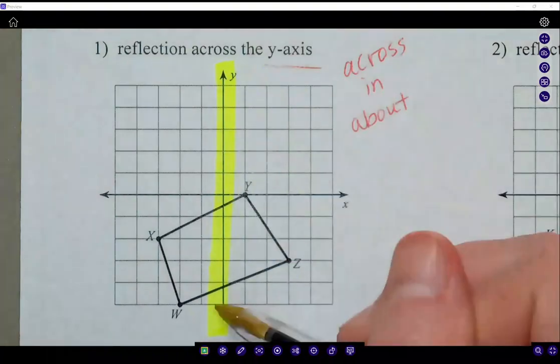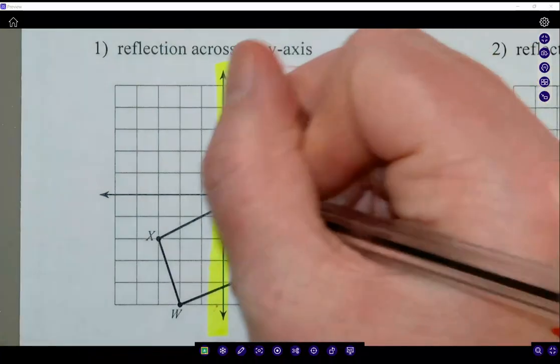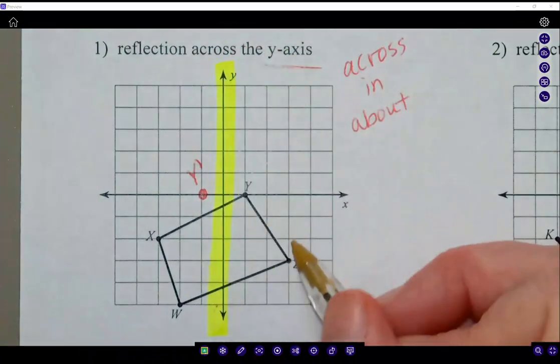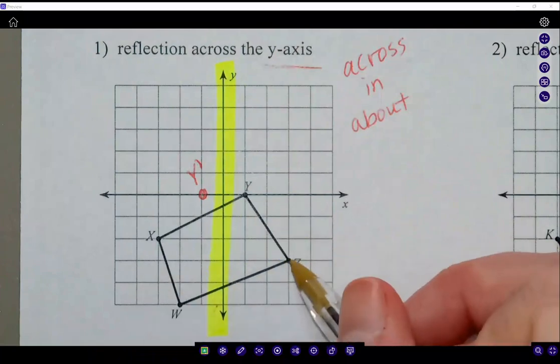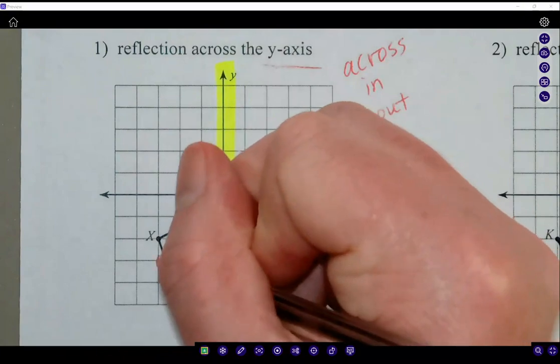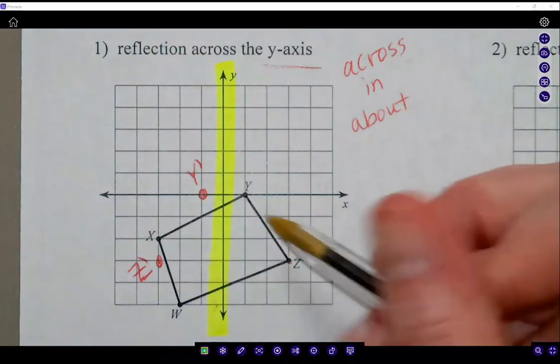So here's my y-axis. I'm going to take my point Y. I notice that it's 1 unit to the right of my y-axis, so Y prime is going to be 1 unit to the left. I'm going to do the same thing with all of the other ordered pairs. Z is 3 units to the right, so Z prime is going to be 3 units to the left. Now I'm done with Y and Z.